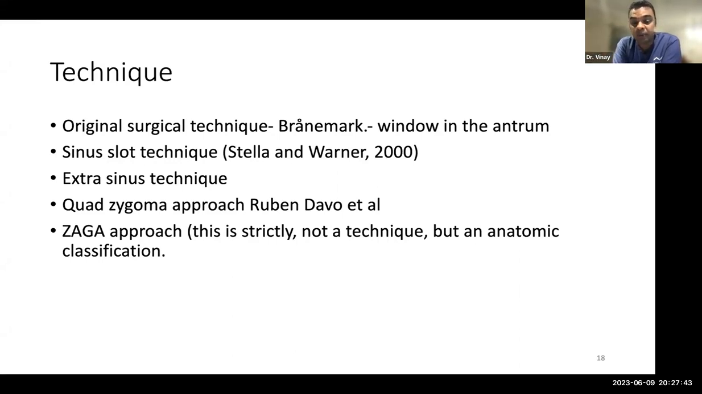Then you have the quad zygoma approach, where you don't have enough place for the anterior implants, described by Ruben Davo et al. And then you have the Zaga approach. Now, I would like to tell you that the Zaga zygomatic anatomy guided approach is not a surgical technique, but it is an anatomy classification, which just tells us where the implant has to come out. The idea is to get the implant out in the ideal prosthetic three-dimensional situation, prosthetically driven implant dentistry, prosthetically driven zygomatic implant placement. But because of the anatomy, you have Zaga 1, 2, 3, 4, and 5. Not that it's a surgical technique, but rather it's an anatomical classification.